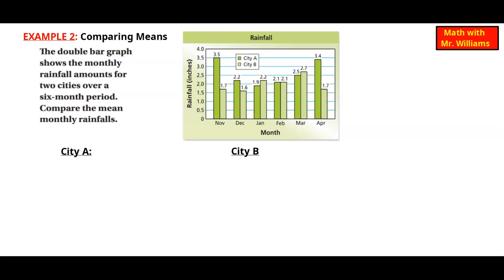So what we're going to do now is highlight just City A, and that's the darker green sections. All right, and now we're going to add them all up. So we have 3.5 plus 2.2 plus 1.9 plus 2.1 plus 2.5 plus 3.4. All right, let's go ahead and add those up. So let's bring out our calculator.